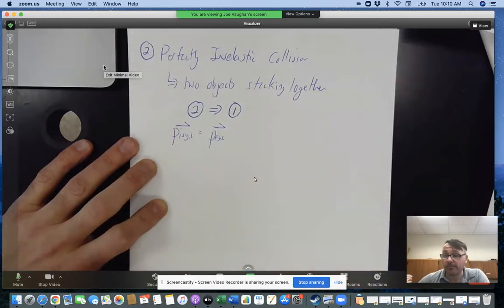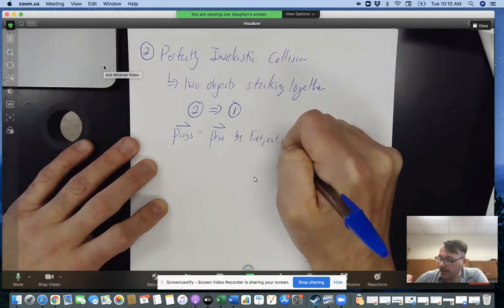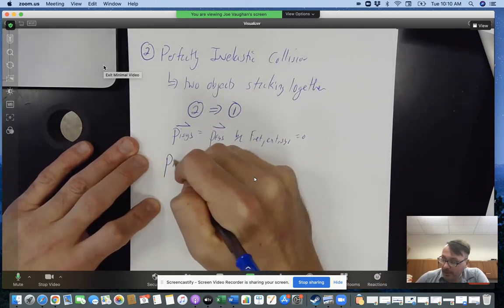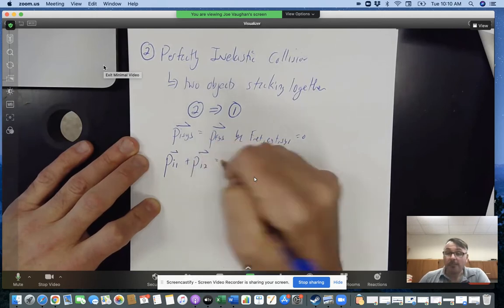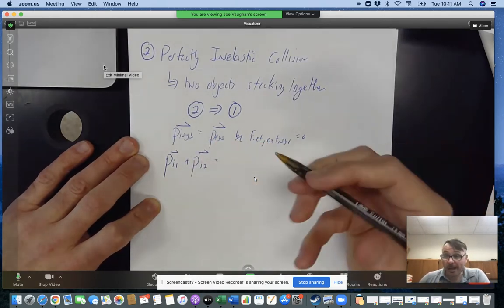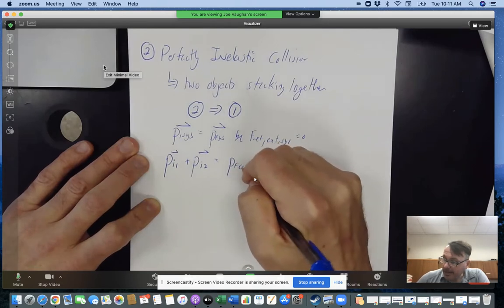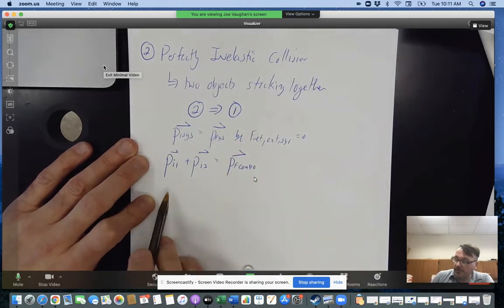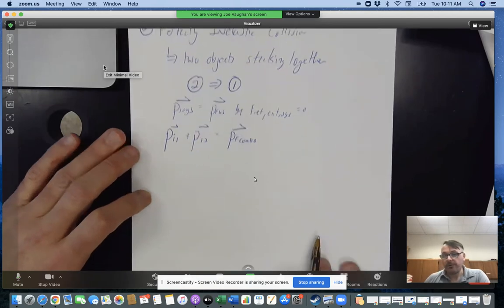And when I do the problems in a couple of minutes, you're going to notice I don't do them because the F net external on the system is equal to 0. So I have two objects beforehand: the initial momentum of object 1 plus the initial momentum of object 2. But after the interaction, I only have one object, so it's the final momentum of the combined object. So combo, I'll just call that there, right? Two terms before the interaction, one term after the interaction. All right, so there we go.